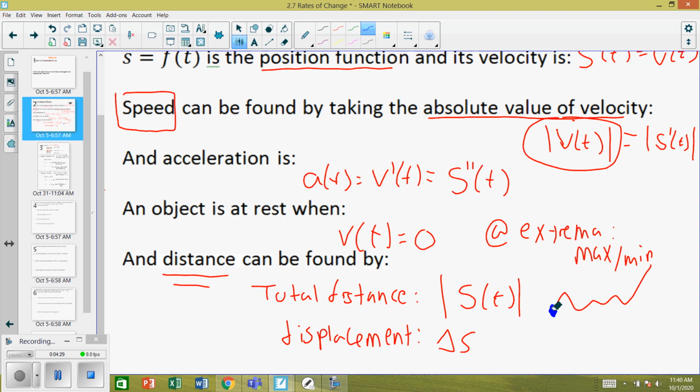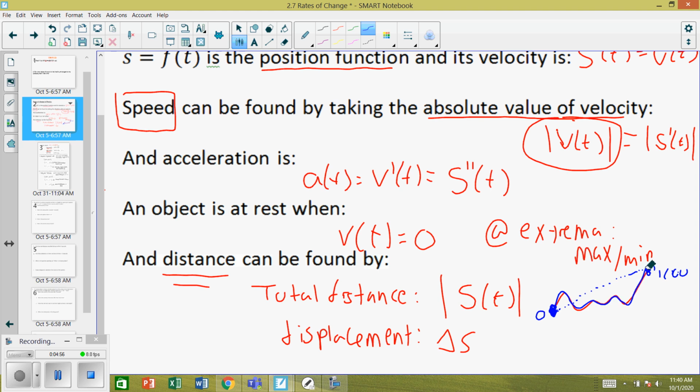So here's where we start, here's where we end. The displacement is just that total, like the starting point subtracted from the ending point. It's the comparison of where we start. Like we start at 0 feet and we end up at an elevation of 1,000 feet. That's our total displacement.